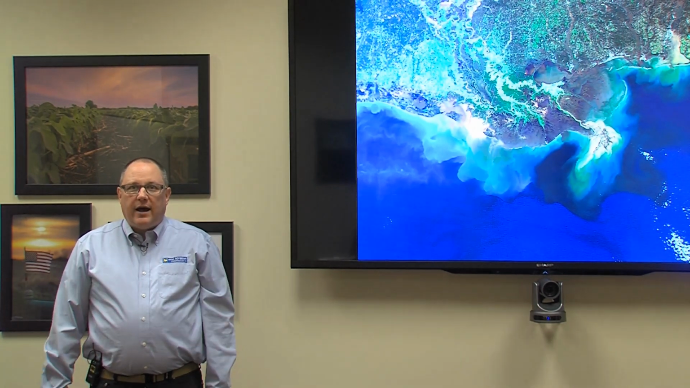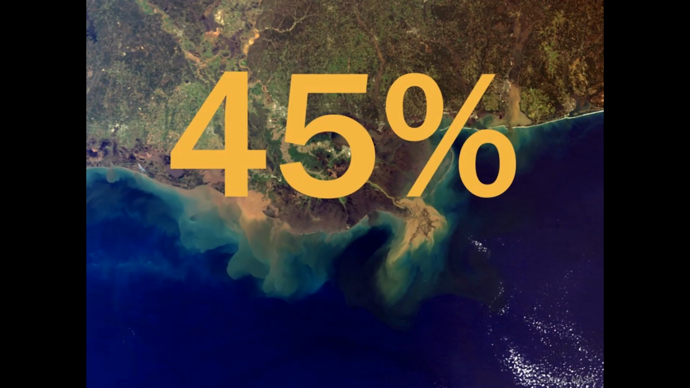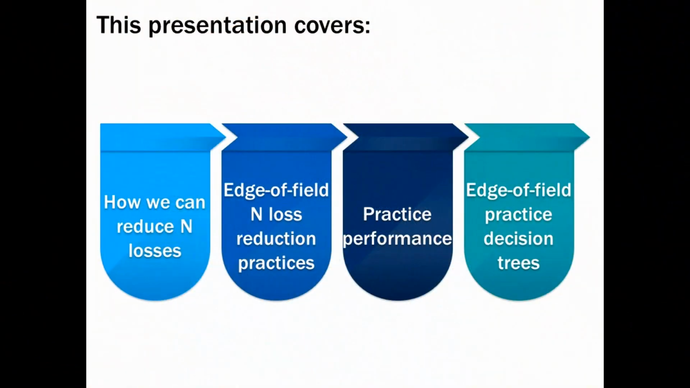And so to address that issue, as well as other more local and regional water quality issues, the state of Iowa and other states in the Mississippi River Basin have developed nutrient reduction strategies to try to reduce the loss of both nitrogen and phosphorus leaving the state by 45%. It's part of those nutrient reduction strategies that a lot of these practices are being implemented to try to address those goals.